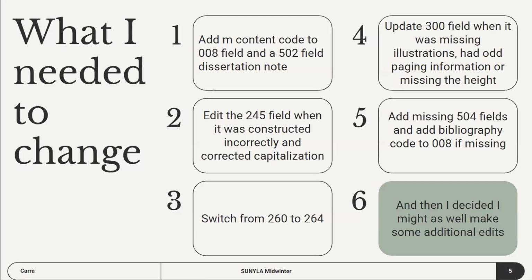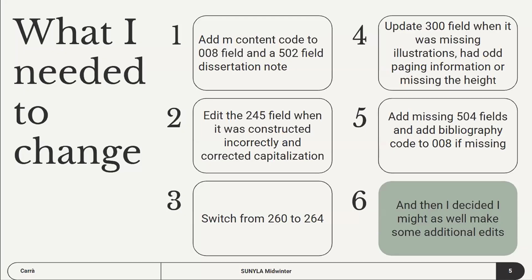Then in the 300 field, which is the physical description, some of them were missing that there were illustrations in them. Many of them were missing the height of the item. Others had very odd paging information that did not match the actual thesis. Even though all of the theses had a bibliography, not all the records noted that, so I added the 504 bibliography field and added the code to the 008.